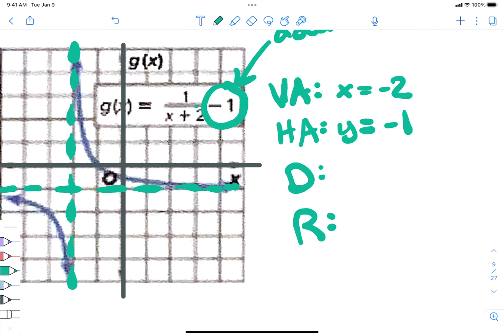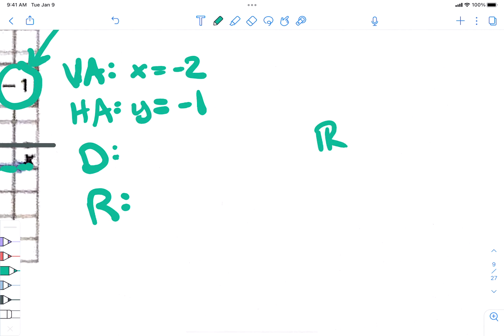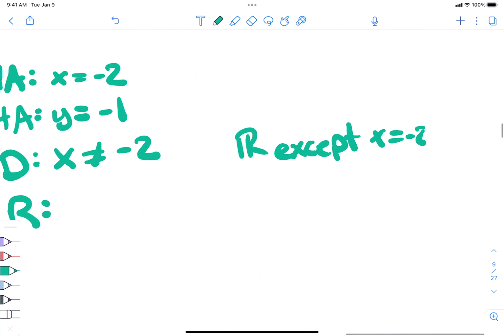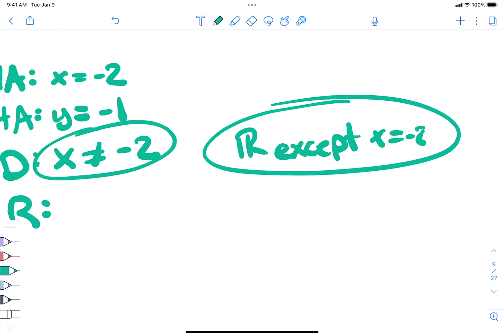Okay, then for domain and range. Domain is all reals except for x equals -2. Now, here's what you can do. Rather than putting all reals except x equals -2, you can just say x is not equal to -2 if you would like. That just tells me everything else but -2. So you can either put this or this, and that is perfectly fine, okay?